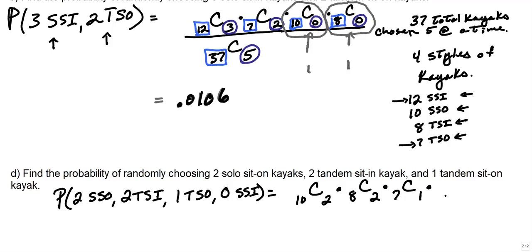And then finally, we have a total of 12 solo sit-in kayaks, but we're only going to choose 0 of them, or none of them. And that's all going to be over the fact that we have a total of 37 kayaks and we're going to choose 5 of them.